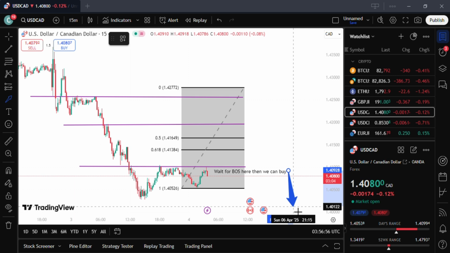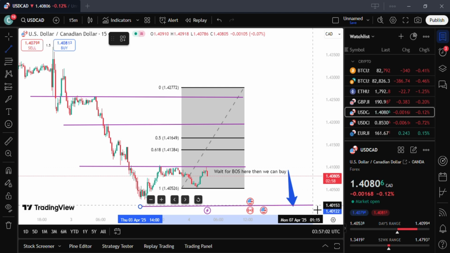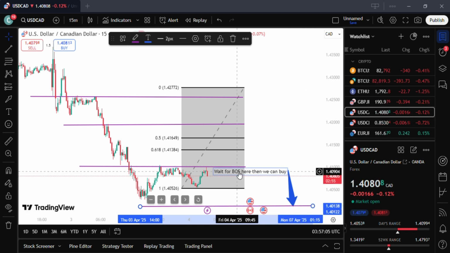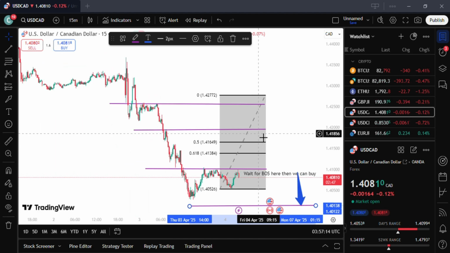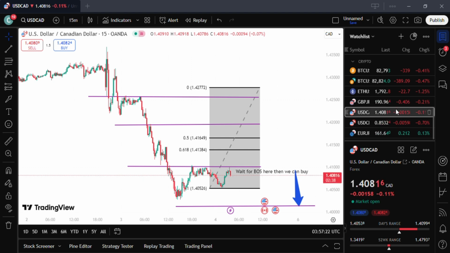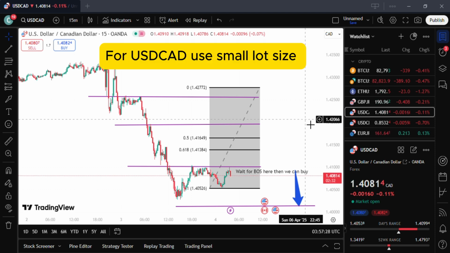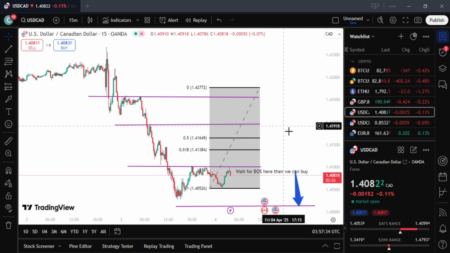for this pair, probably towards this level. But if price breaks here, we could wait for a break of structure here, then we could enter buy positions. And yes, we could wait for buy positions from here, but as we can see, the price is tending to move downward. So for USD CAD, this is possibly due to rising oil prices supporting the Canadian dollar, and the NFP could shift momentum with traders eyeing this level.